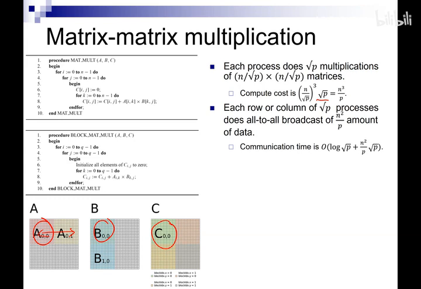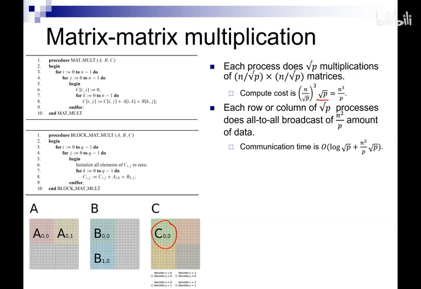Okay, and then next we need to look at the communication cost. Here, each process is going to broadcast its block of A and B. They're going to do this all-to-all broadcast. The blocks of A and B have this much data in them, n squared divided by p, because they're this size, so they have n squared divided by p amount of data in them.